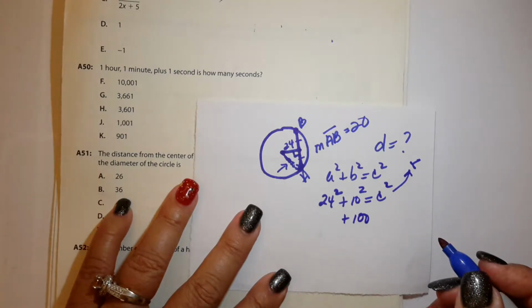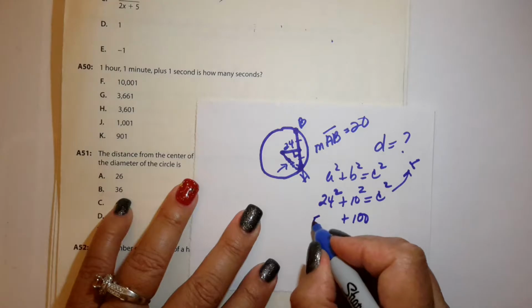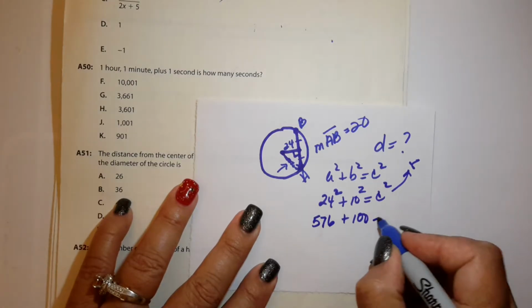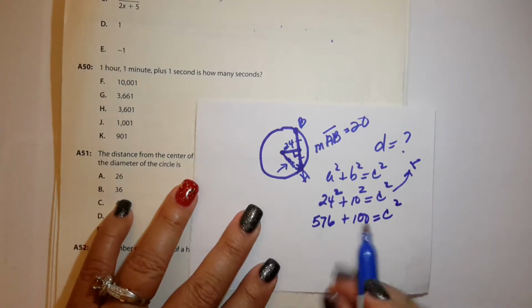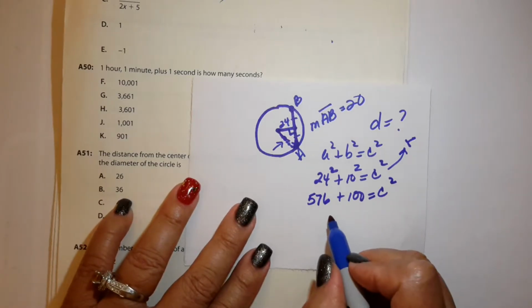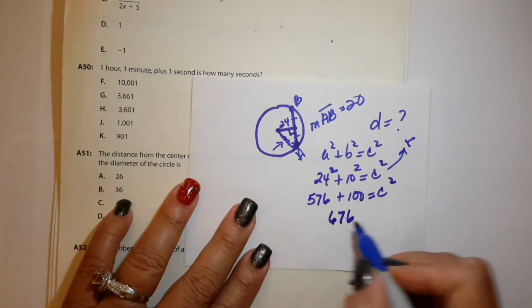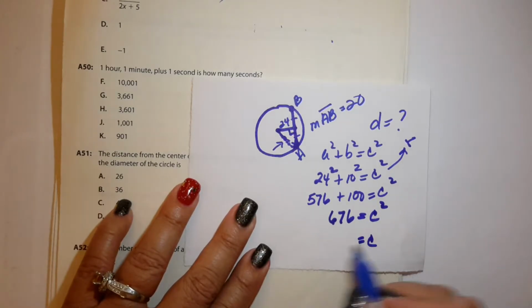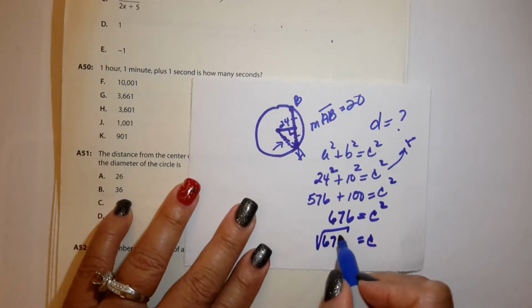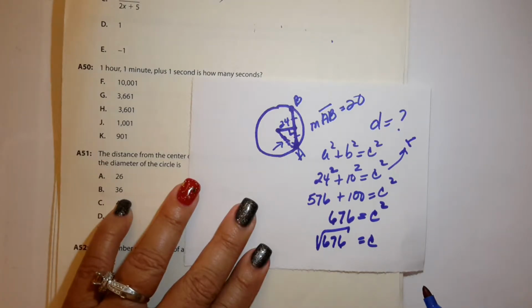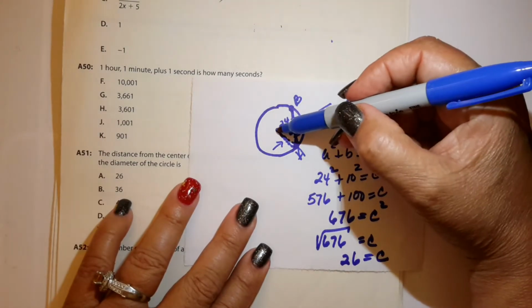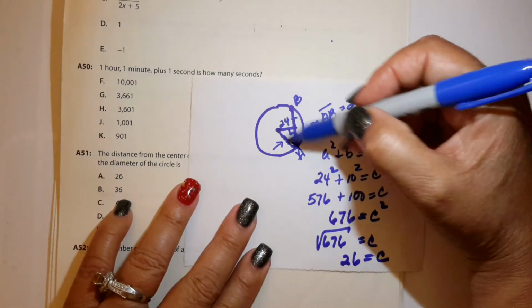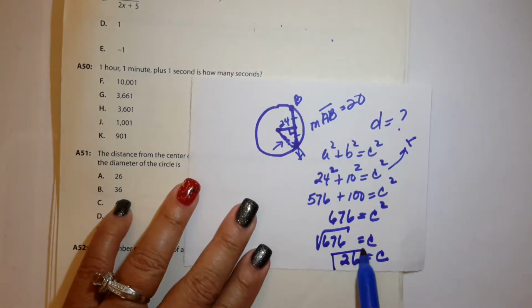But I believe that 24 squared, if I'm not wrong, is 576, equals c squared. 576 plus 100 is 676, equals c squared. But I don't want c squared, I want c. So c is equal to the square root of 676. If I'm not wrong, it's 26, so c equals 26. That means the distance from the center to this point here, the radius, is 26.